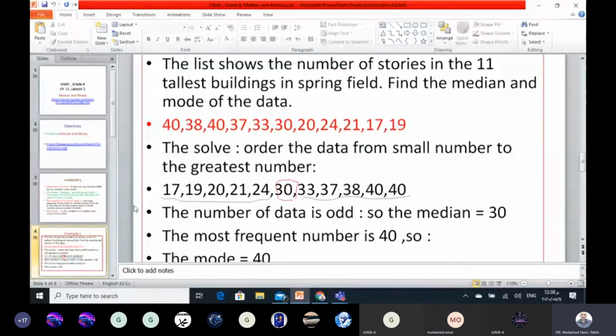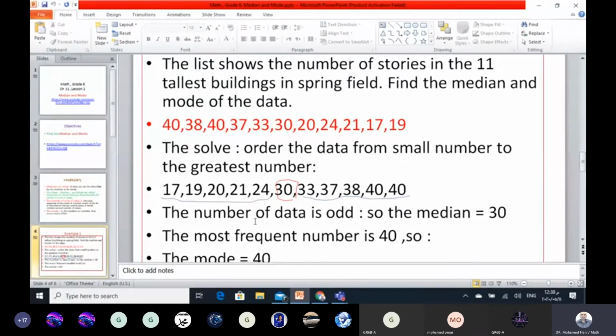Now we ordered the data from the smallest number to the biggest number. Then the second step, count the numbers. 1, 2, 3, 4, 5, 6, 7, 8, 9, 10, 11. So we have here 11 numbers. Is 11 even or odd? It's an odd number.